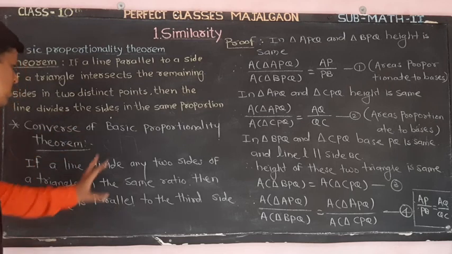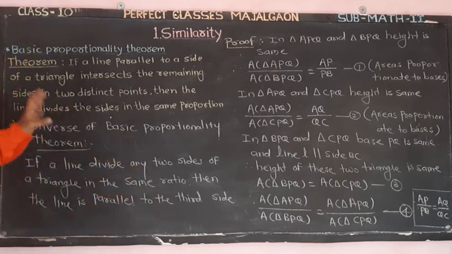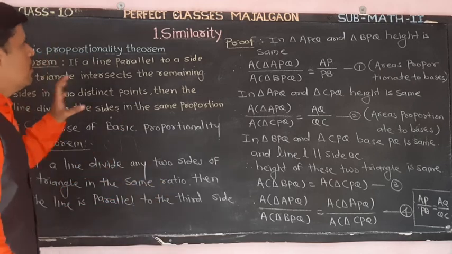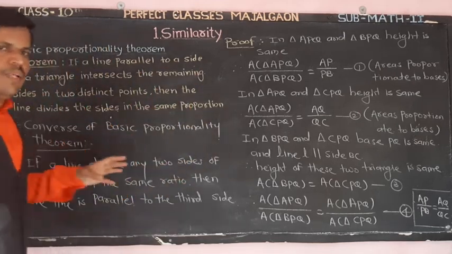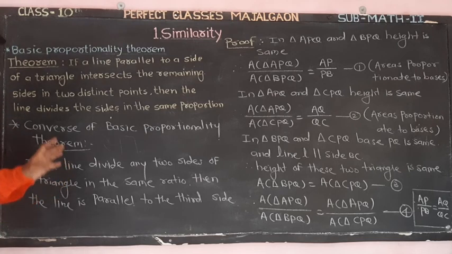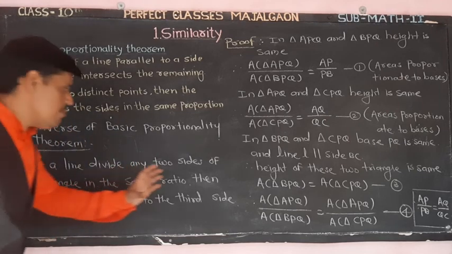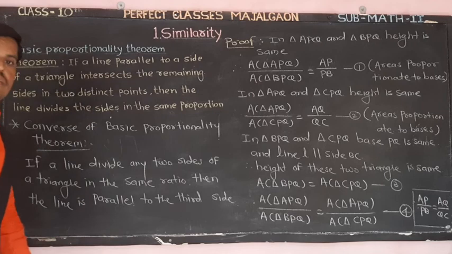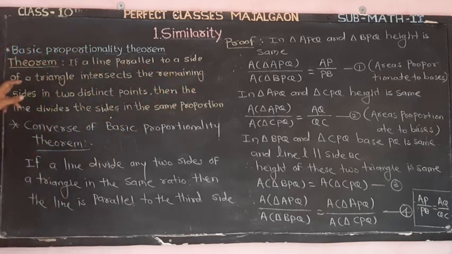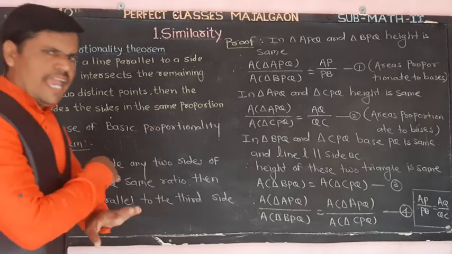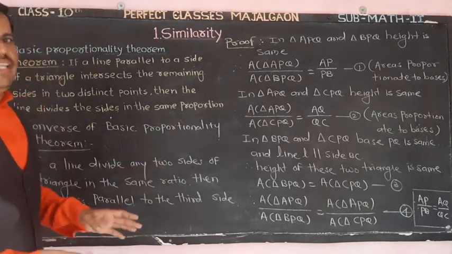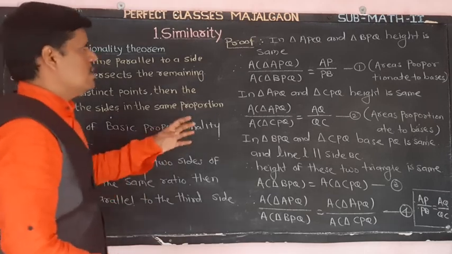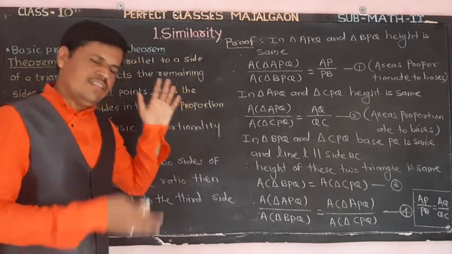Only the statement of the converse of the basic proportionality theorem is in our syllabus; the proof is not in our syllabus, therefore we remember only the statement. The statement is, if a line divides any two sides of a triangle in the same ratio, then the line is parallel to the third side. The theorem says, if a line parallel to a side of a triangle intersects the remaining sides in two distinct points, then the line divides the sides in the same proportion. We exchange the sentences from if and then and we get the converse of that theorem.